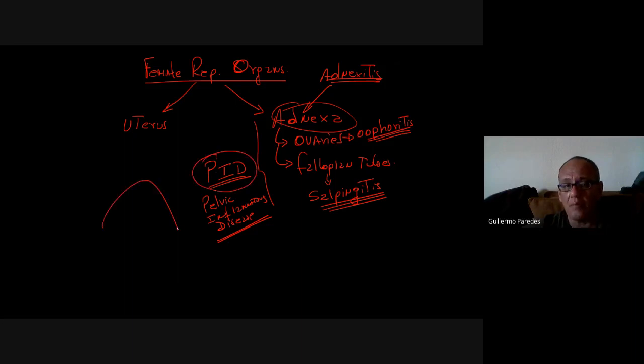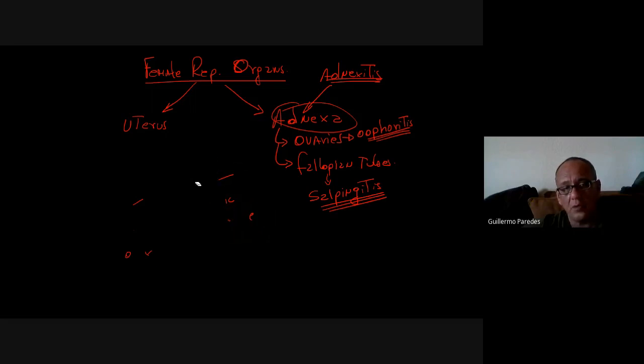PID is the big umbrella. In this big umbrella, you're going to have the oophoritis, or the salpingitis, and these together are called annexitis. But if you go to the more broad concept, it is going to be PID. And PID just involves the recognition of some bacteria or virus infecting the area. All right. So that is that about this division.